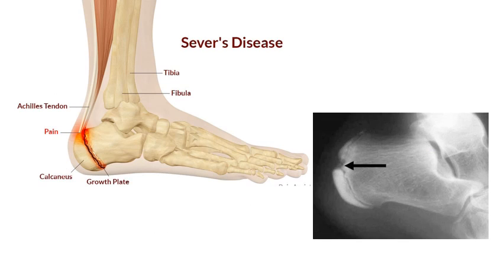This is another type of traction apophysitis like Osgood-Schlatter. This involves the calcaneum, a traction apophysitis or avulsion fracture of the calcaneum because of the pull of the Achilles tendon. This is Sever's disease. Treatment is the same as Osgood-Schlatter.